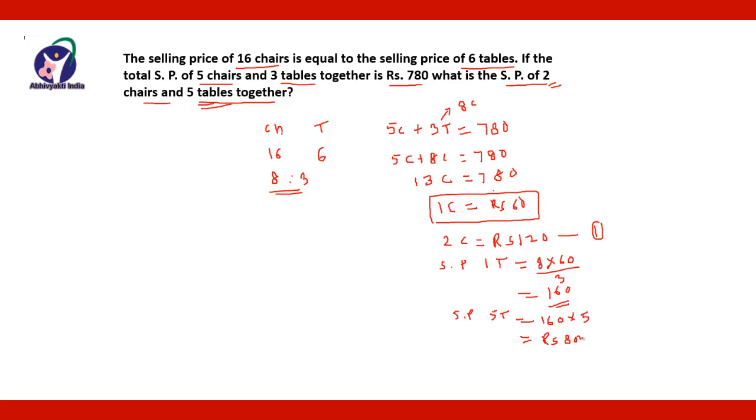So this is number 2, and therefore the selling price of 2 chairs and 5 tables together will be equal to 120 plus 800. So that will be equal to rupees 920, and therefore the required selling price of 2 chairs and 5 tables together is 920 rupees.